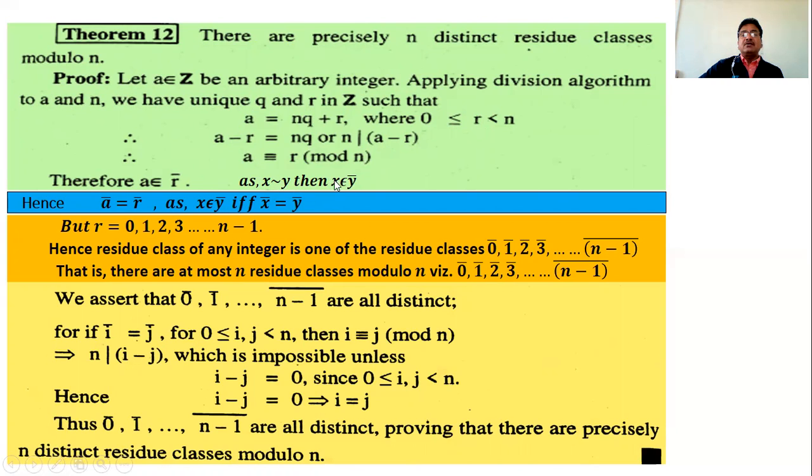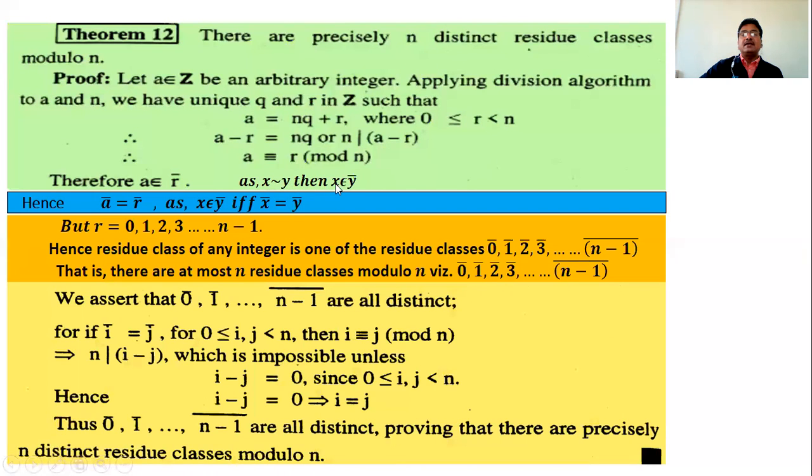If x is related to y, then x belongs to y bar. And if x belongs to y bar, then x bar and y bar both are same. So here a is congruent to r modulo n, means a is related to r. Therefore, a belongs to r bar, the equivalence class of r, by using this theorem.